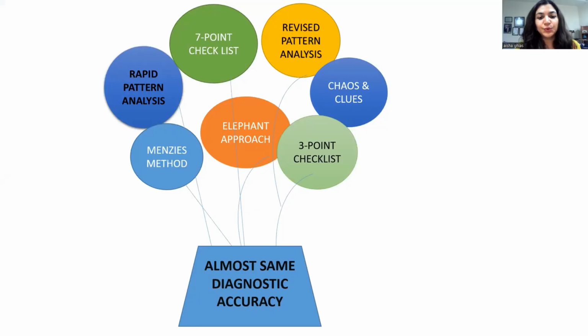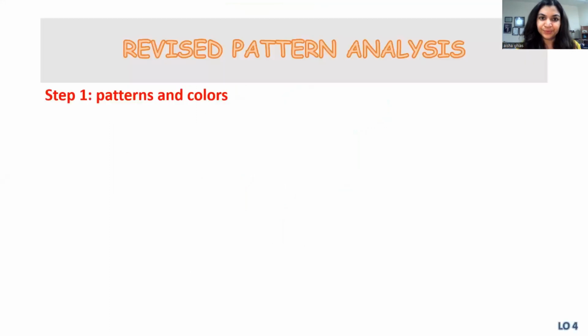Whichever method you use, the lucky part is that almost the same diagnostic accuracy is being offered by all of them. So it doesn't matter whether you use the rapid pattern analysis or the Menzies method or the elephant approach. When they studied finally their diagnosing ability, almost all had the same diagnostic accuracy. So let's touch them one by one.